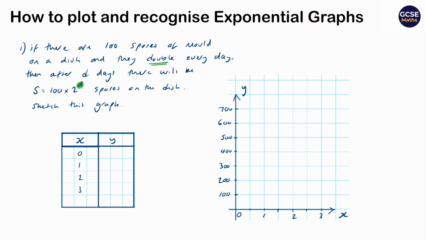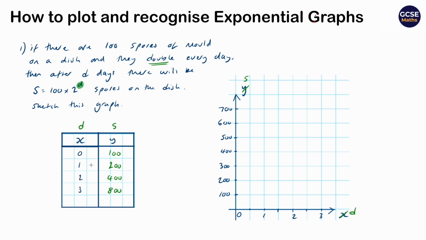So we are replacing d for x and s for y. So that is now s and that is now d, number of days. So on day 0, we have 100 times 2 to the power of 0. On day 1, we have 100 times 2 to the power of 1. On day 2, we have 100 times 2 to the power of 2, and so on. So let's complete this graph. And there we go. So we start, it actually tells us we start with 100.